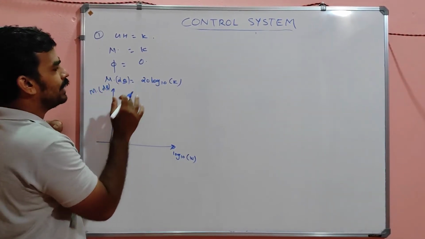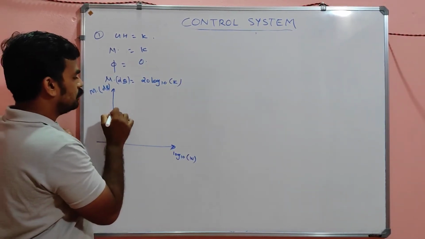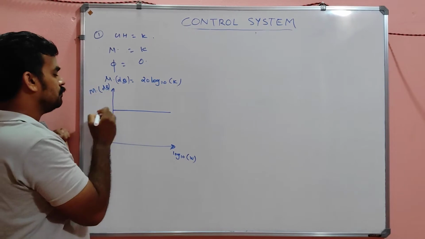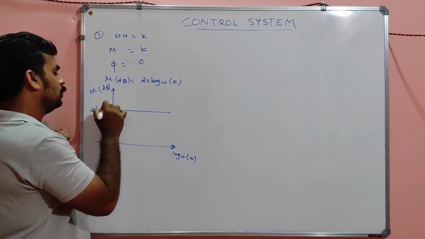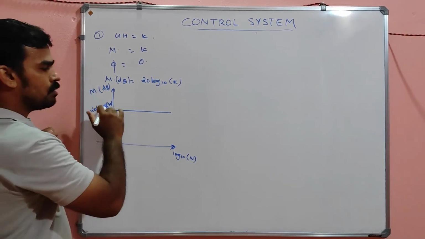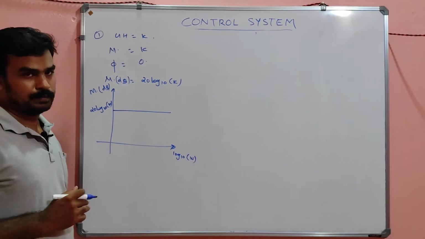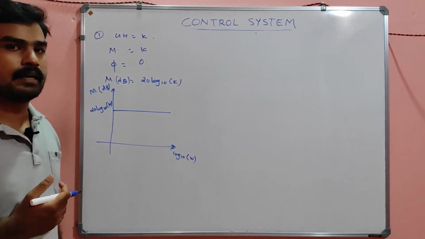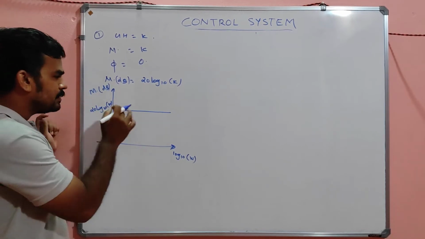So what you got is magnitude in dB, my dear, 20 log 10 to the base K, which means the graph will be like this. This point will be 20 log 10 to the base K. So for the constant, a graph parallel to the x-axis will be obtained. Then, my dear, what is the slope of this graph?